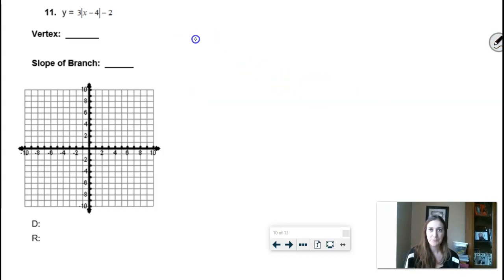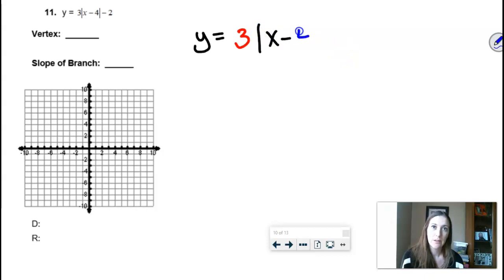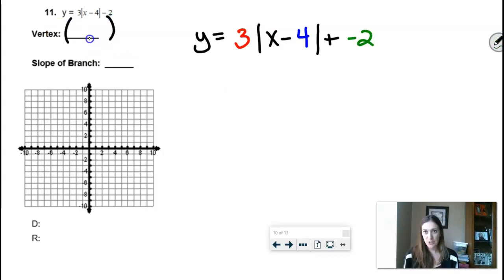All right, this next one, y equals, there's a 3 in front. That's going to help us with our slope. And then we've got x minus 4. And then normally it's plus k, but it's a negative 2, right? So that's okay. It works that way. So your vertex is located at, watch your signs here, a positive 4 and a negative 2.